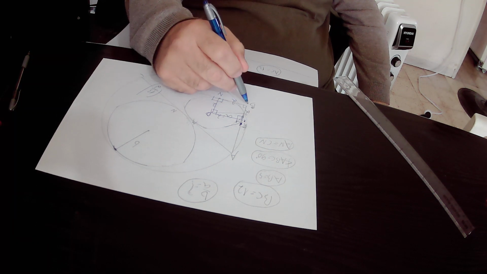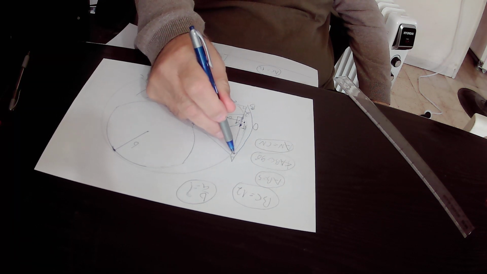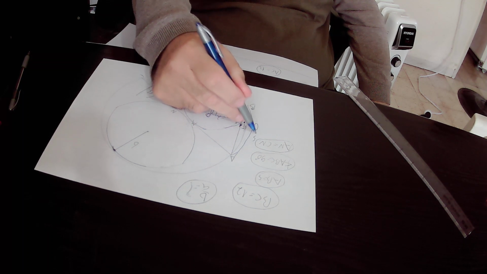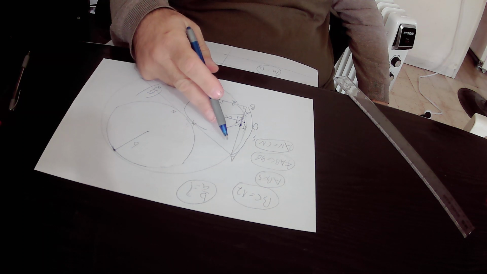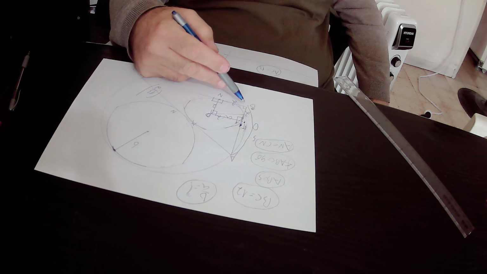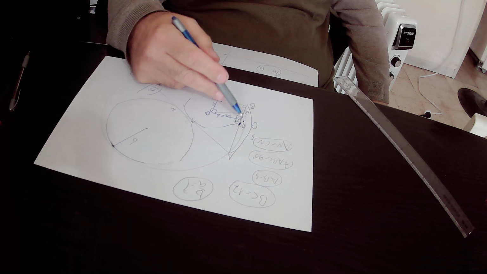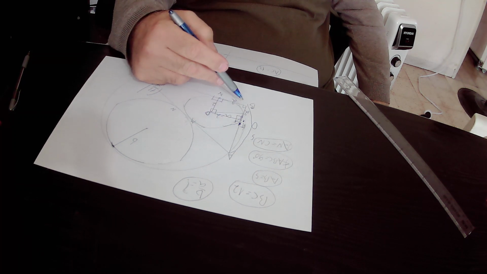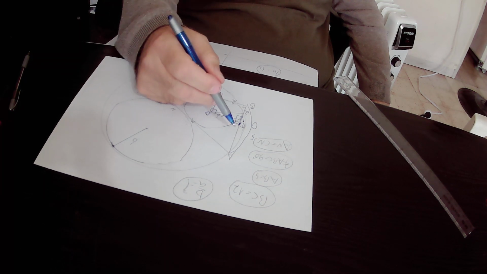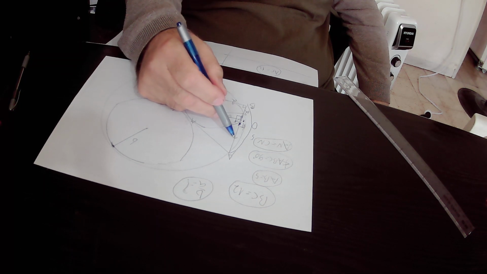TB equals 2, AB equals 5. AB minus TB equals TA. AB is 5, TB is 2, so TA equals 5 minus 2, that is 3.